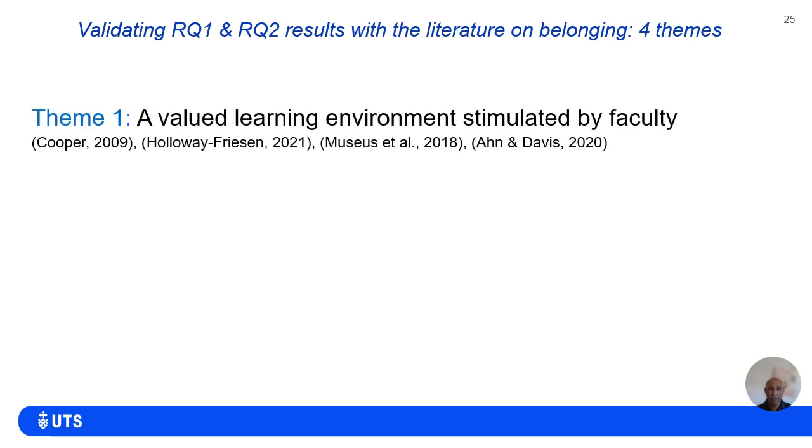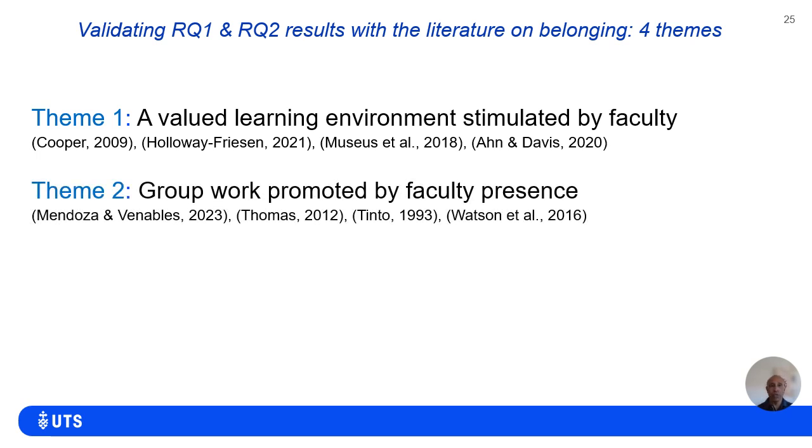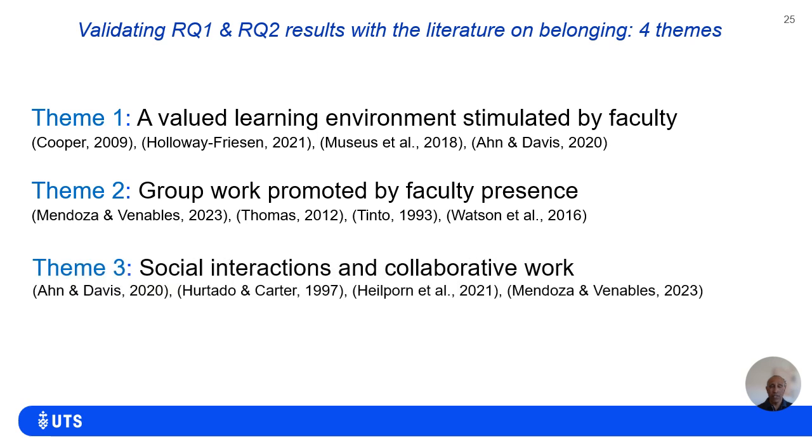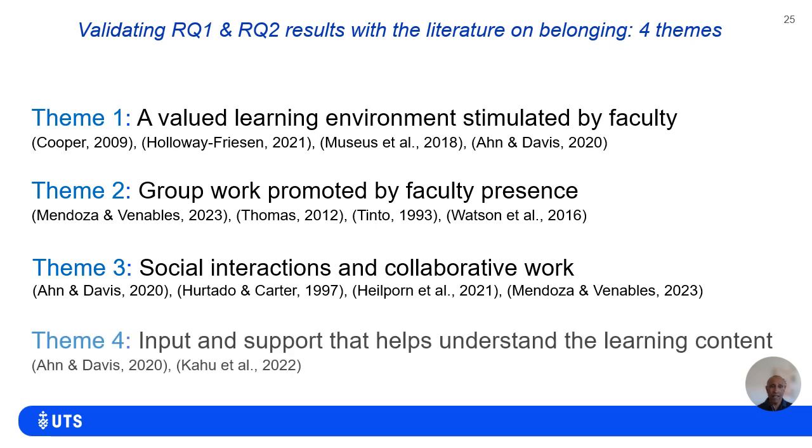The themes were a valued learning environment stimulated by faculty, as supported by the research of Cooper, Holloway-Friesen, Muses et al., Ahn and Davis. Theme 2, group work promoted by faculty presence, as supported by the contributions of these researchers. Theme 3, social interactions and collaborative work, supported by the contributions of these researchers. And lastly, theme 4, input and support that helped understand the learning, as supported by the research by Ahn and Davis and Cohort et al. in 2022.